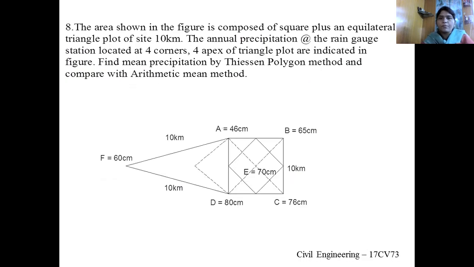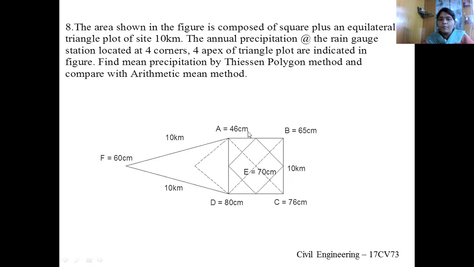Moving on to the next problem. Again, it is the Thiessen polygon method. The earlier problem did not have an inner square, but this problem has an extra rain gauge station with an inner square. So this is a triangular plot of side 10 kilometers. The sides are 10 kilometers, with 4 corners, 4 apexes of the plot. Find out the mean precipitation by the Thiessen polygon method and compare with the arithmetic mean method.